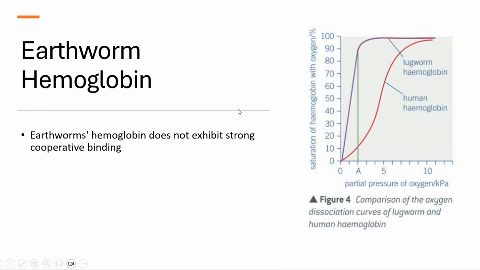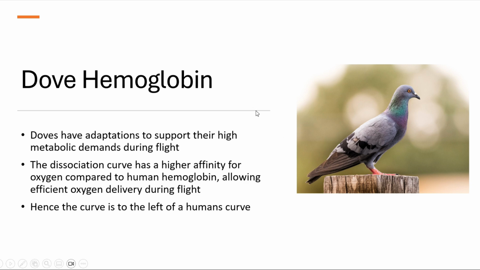Earthworm, obviously underground, there's not much oxygen. And also earthworms don't have strong cooperative bonding like humans do. Humans have stronger ones, these don't. So again, the lugworm, or earthworm, whatever that says, is going to move to the left here compared to that. You get it? Okay, cool.